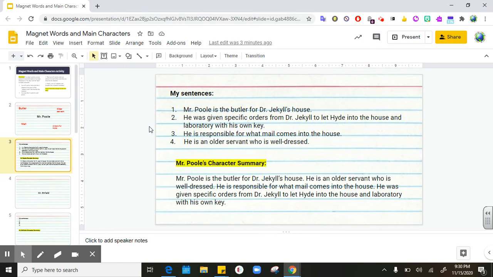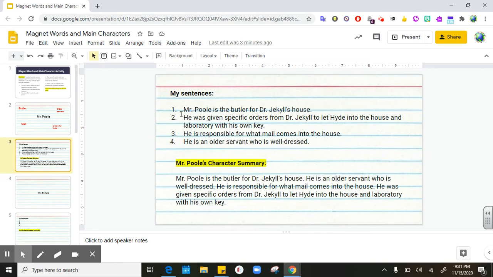I have all of these sentences now, so you need to put them in order to create your own character summary. Here is my Mr. Poole's character summary. Mr. Poole is the butler for Dr. Jekyll's house. He is an older servant who is well dressed. He is responsible for what mail comes into the house. He was given specific orders from Dr. Jekyll to let Hyde into the house and laboratory with his own key.